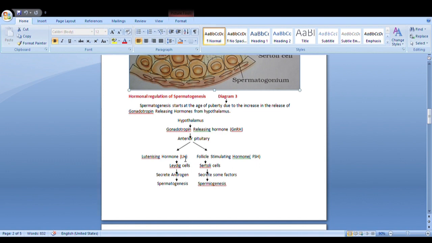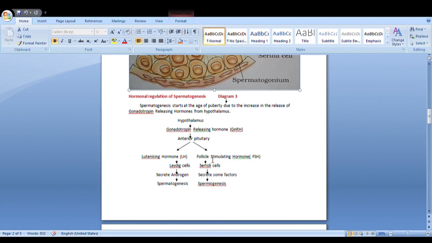Luteinizing hormone or LH acts on Leydig cells. We have already studied Leydig cells. They are the interstitial cells found in testes. The luteinizing hormone acts on Leydig cells, and as a result of which Leydig cells secrete androgen, that is male sex hormone, mainly testosterone, that stimulates spermatogenesis.